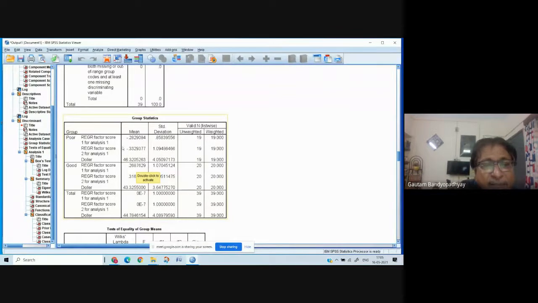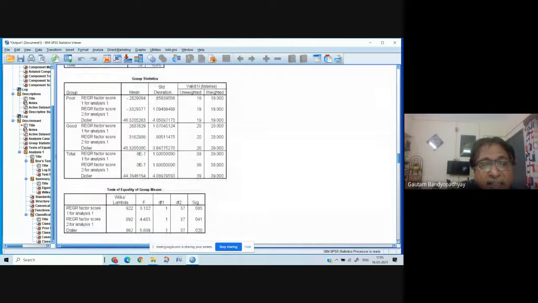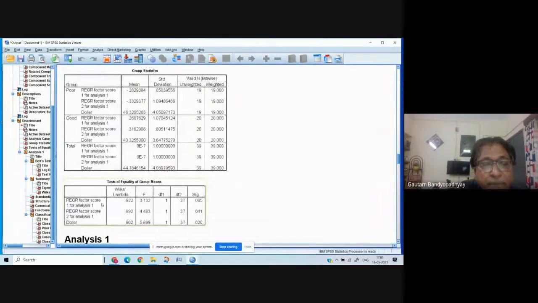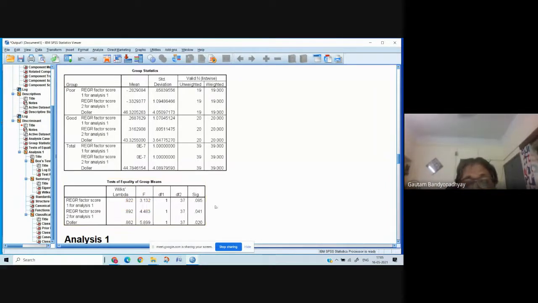So this is the mathematical measurement. Now statistically, we have to show the equality test of means. That is another concept, Wilks' lambda, which I will explain later on. Using Wilks' lambda, we check that the p-value is greater than 0.05. That is, there is no significant difference between means for regression factor score 1.